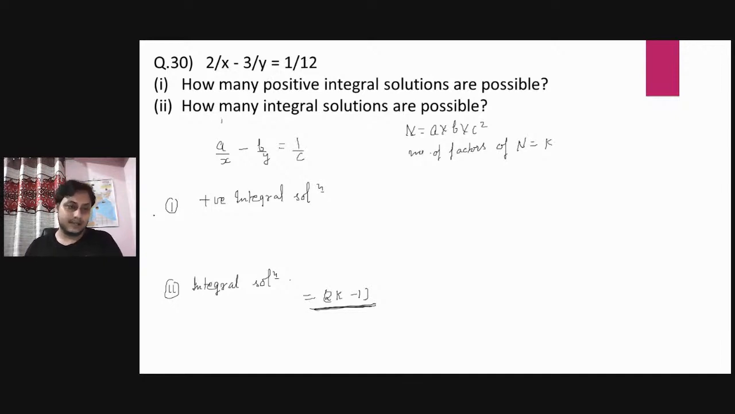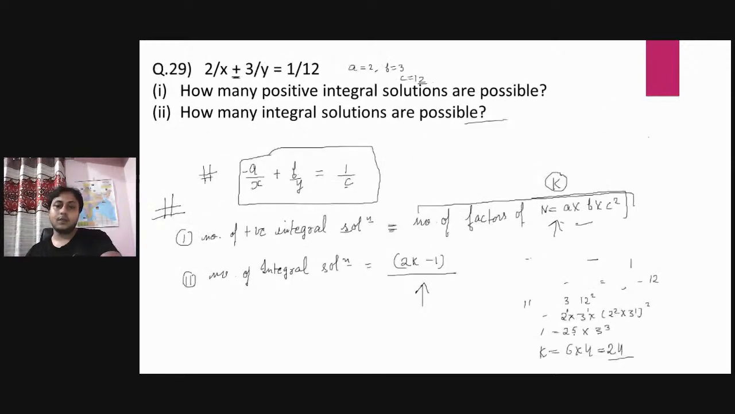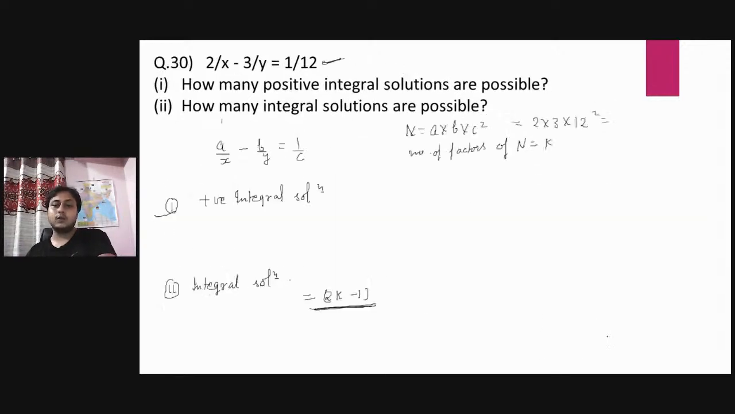But there is a change in positive integral solutions. So guys, the number is the same, the question is the same. So what is the number? The number is 2 into 3 a into b c square, 12 square. That is 2 power 5 into 3 cube.